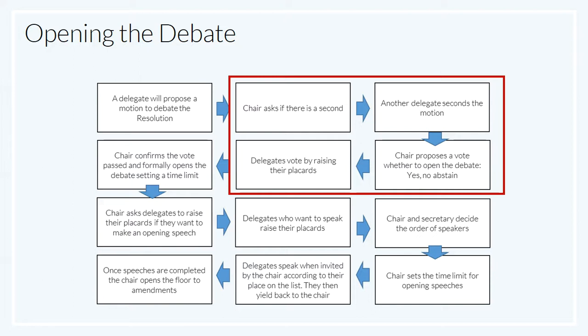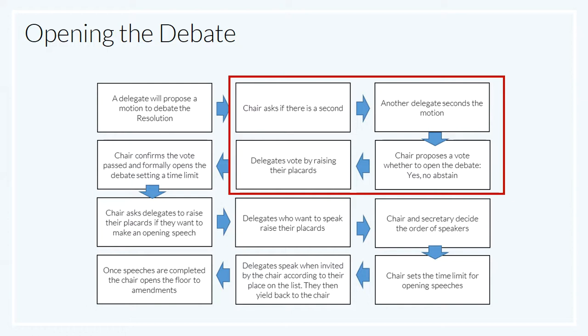The way you vote in the modern United Nations is you hold up the placard, which is a piece of paper with your nation's name on it. So if more people say yes than no, then obviously yes. If more people say no than yes, then we've got a problem and there's no debate. So the person proposes, sees if there's support. If there's support, then you set a time limit for the opening speeches.